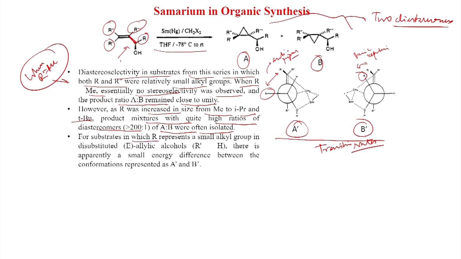For substrates in which R represents a small alkyl group in disubstituted E-allylic alcohols, R dash is equal to hydrogen, there is apparently a small energy difference between the conformations represented as A dash and B dash.